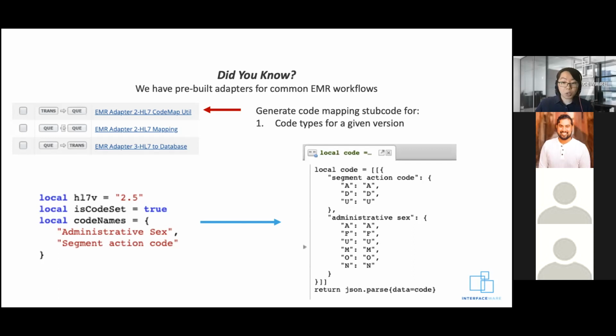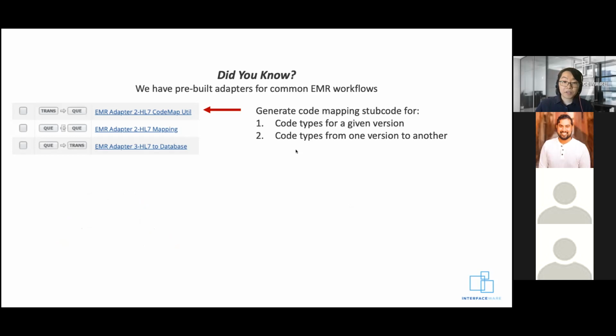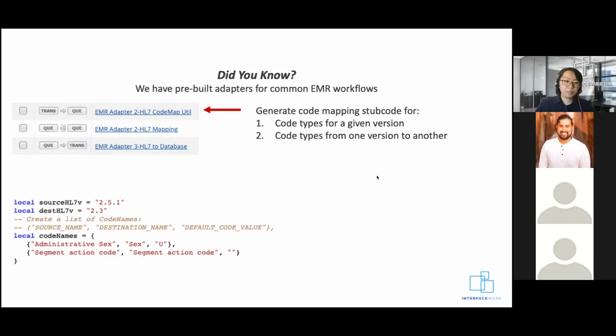If you're receiving abnormal values, for example, female instead of F, it becomes very straightforward to add the required cases since the permitted values are already provided. Now for the second scenario, this is for different code types across different versions of HL7. For example, you may be receiving version 2.5.1 messages and sending to a system that operates on version 2.3.